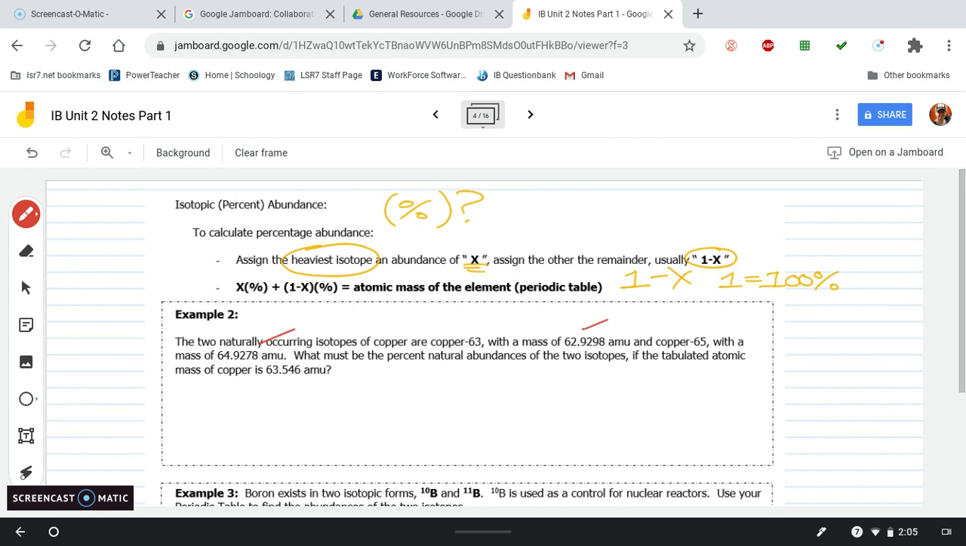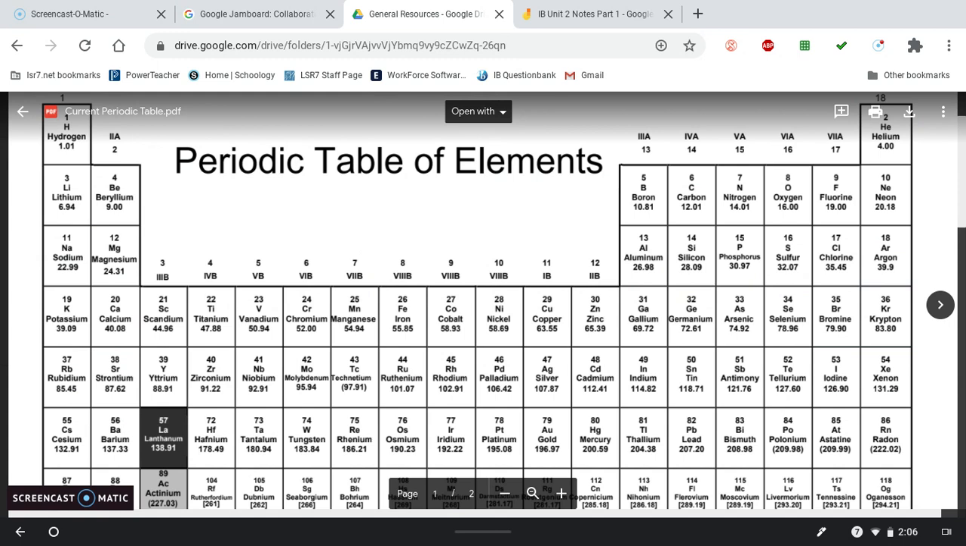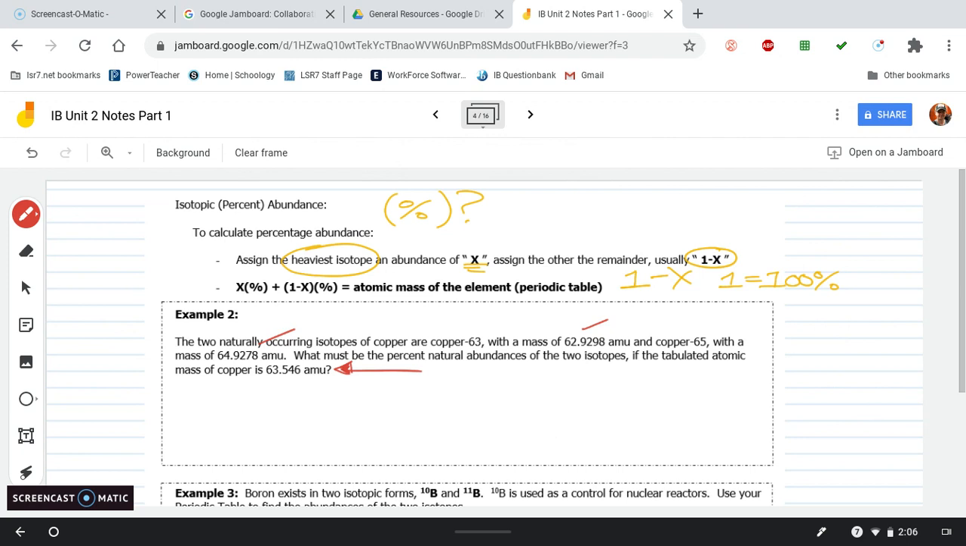Now, I want to point out that if they did not give you how much copper weighed, and you're like, I don't know how much copper weighs, well, yes, you do. Go over to your periodic table, look at copper, 63.55. This is just 1 decimal more accurate. So if you don't have this value, you could look it up on the periodic table. I will tell you that it is more likely that they don't give you that and they want you to look it up. So be careful with that. Okay, so take good notes here.